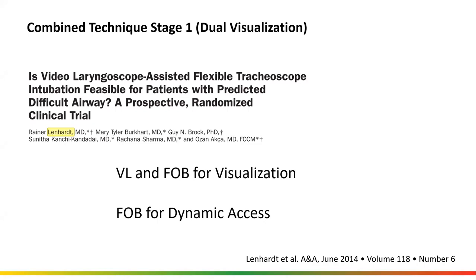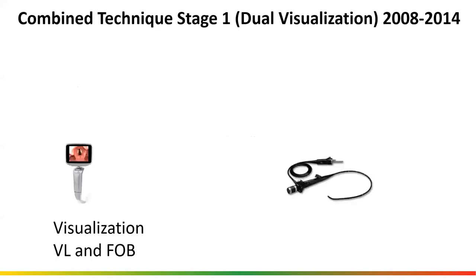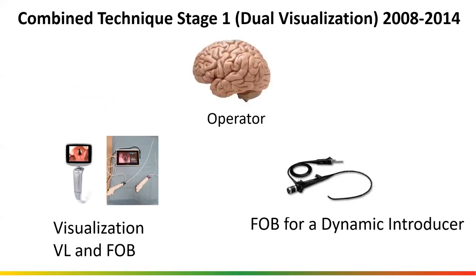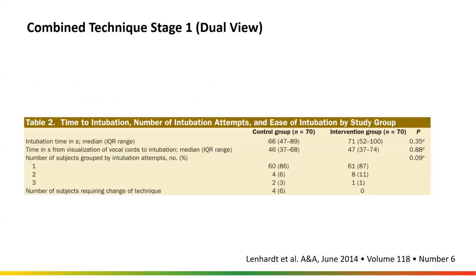So the fiber optic bronch was used for dynamic access, but also for visualization. So we're going to call this stage the dual visualization stage of combined technique, or stage 1. Okay, visualization, 2 screens, dynamic introducer, fiber optic bronch, and then an operator.